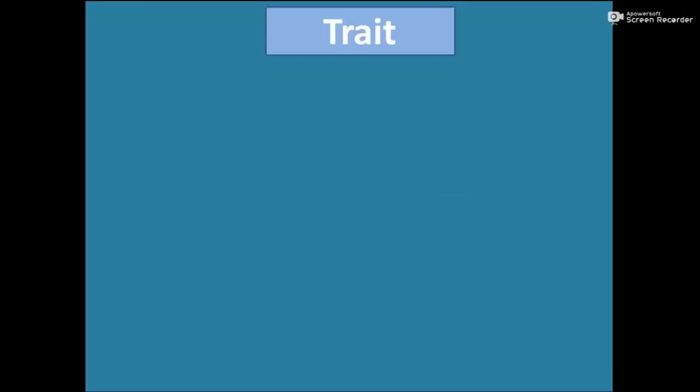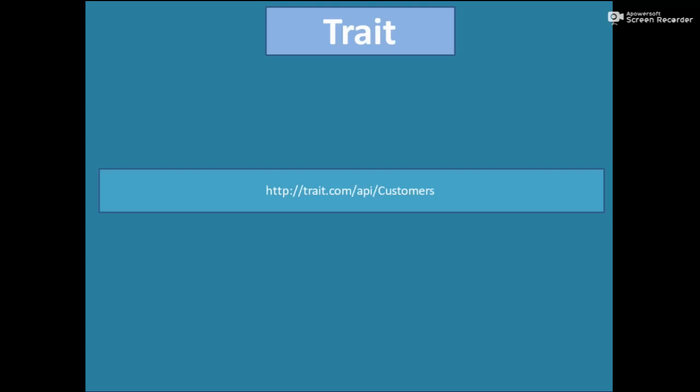Now let's explore this convention using a real-world example. Let's say we have a company called Trade for renting out movies. We have a client app where we manage the list of customers. On the server we should expose a service, an endpoint like this: http://trade.com/api/customers. A client can send an HTTP request to this endpoint to talk to our server.